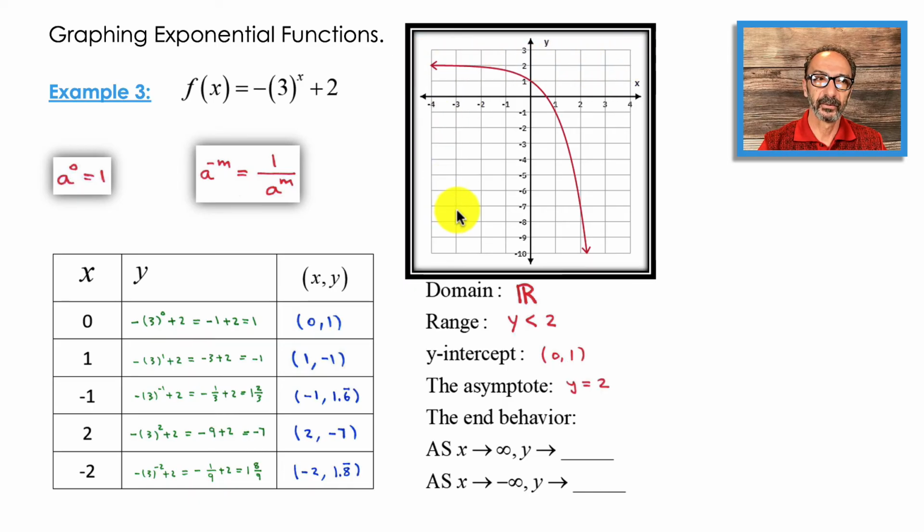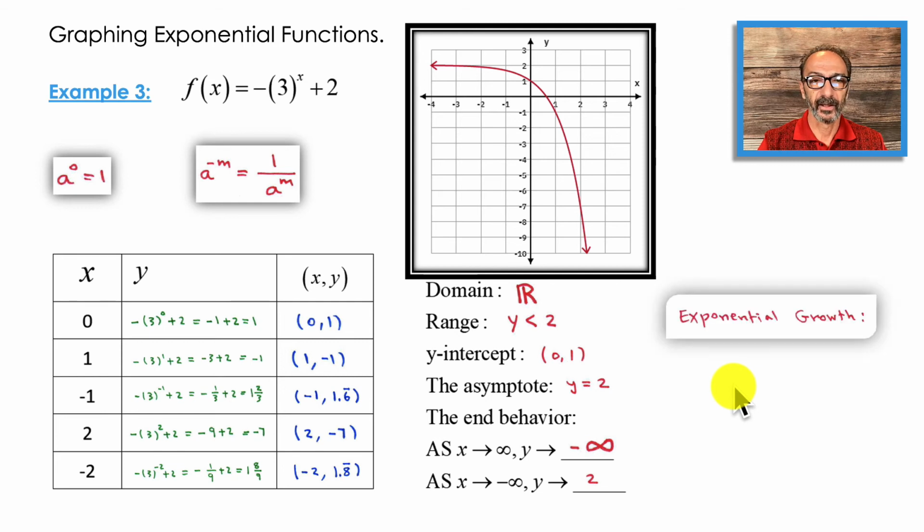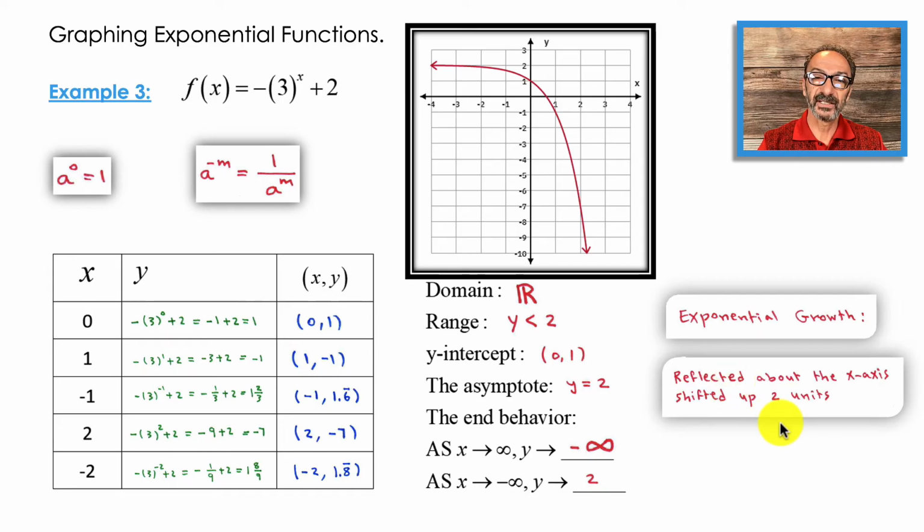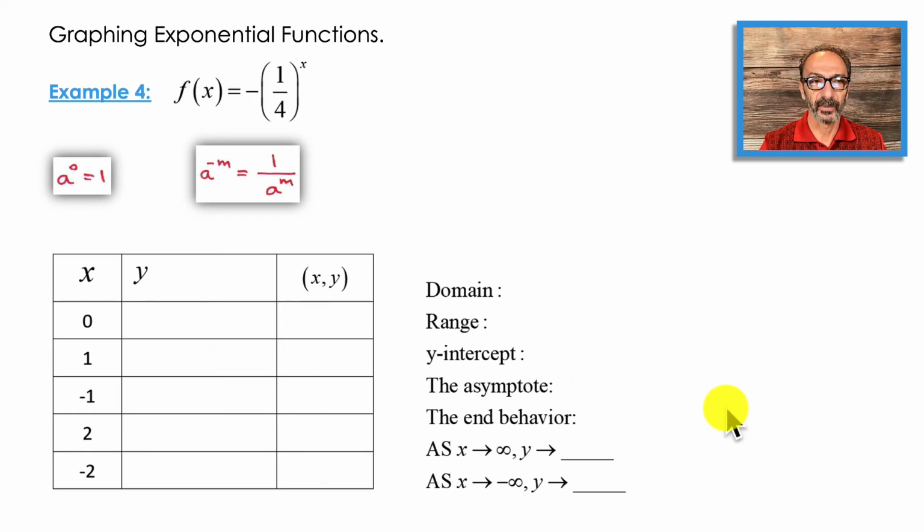In behavior, as x approaches infinity, we're going down to negative infinity. As x approaches negative infinity all the way to the left, y goes to the level y equals 2. So y approaches 2. So we have an exponential growth, but reflected about the x-axis and shifted up 2 units, as we mentioned earlier. Example number 4 and the last example.